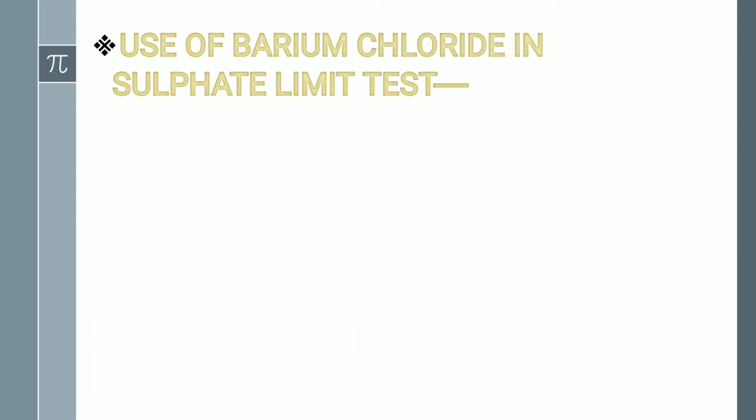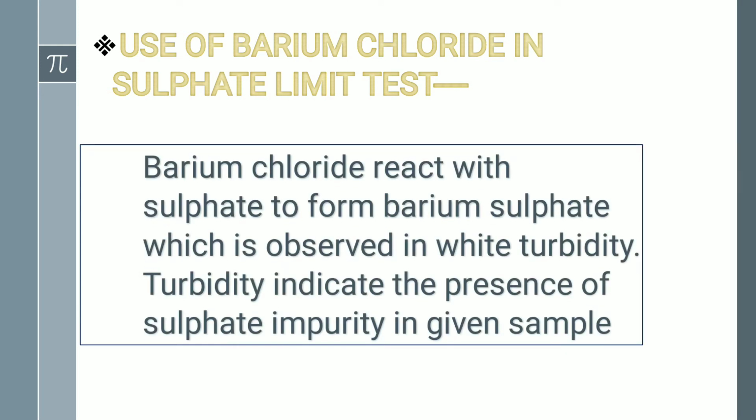Next reagent is barium chloride, which is used in the sulfate limit test. In that, barium chloride reacts with sulfate in the presence of dilute HCl to form barium sulfate, which is observed as a white turbidity. Turbidity is again a cloudy appearance. So the turbidity indicates the presence of sulfate impurity in the given sample. So barium chloride helps to identify the sulfate impurity.